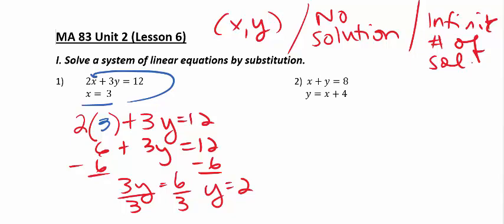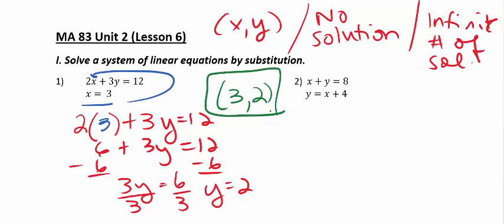Therefore, this system has a solution of x being 3 and y is 2. And if I wanted to go back and graph these two lines, I would see that they would cross at that point, 3, 2. Looking at number 2, we have two equations, and we're looking for the one that has either the x alone or the y alone to start.